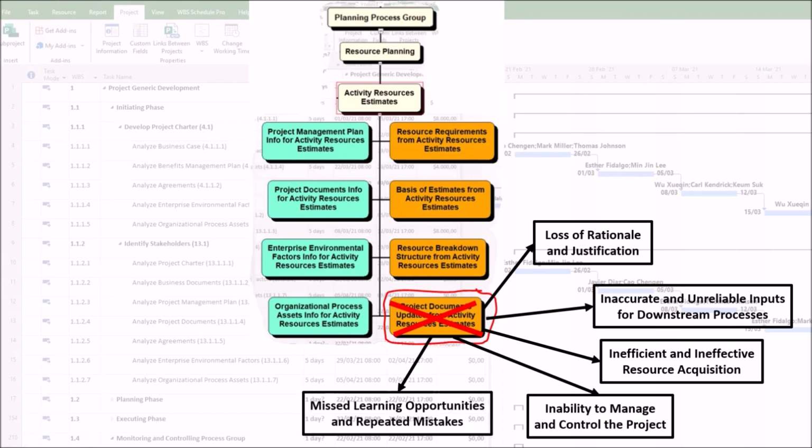5. Missed learning opportunities and repeated mistakes. This harm affects not just the current project but the entire organization. The problem here is that neglecting the lessons learned register means losing valuable insights into estimation techniques, resource productivity, and supplier performance. As a consequence, the organization is doomed to repeat the same mistakes on future projects. For example, if a team discovered that a specific software license took 3 weeks to procure but failed to document it, the next project manager will likely estimate 1 week, causing a delay.